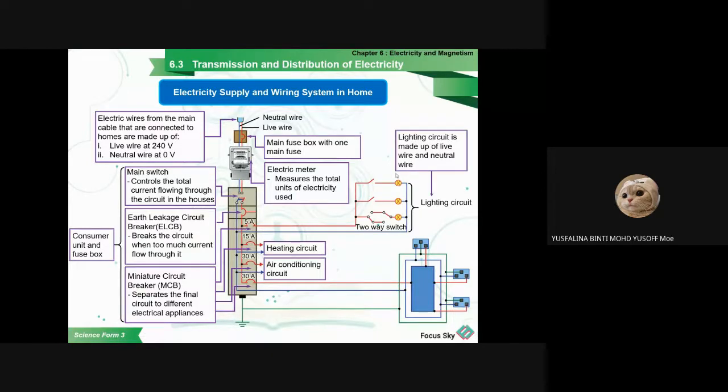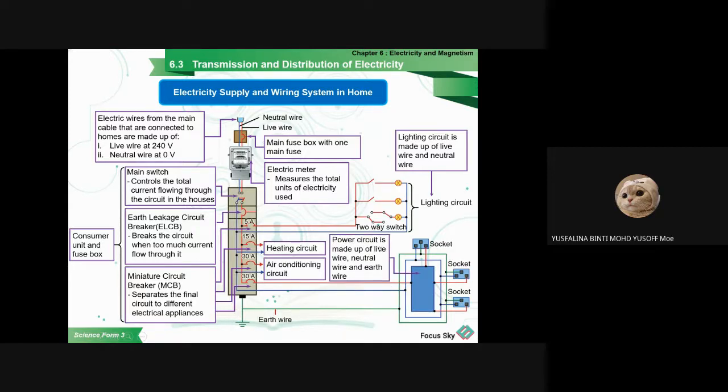Okay, so the lighting circuit is made up from the live wire and neutral wire. The live wire is for the current to enter, and then the current flows back to the power station through the neutral wire. And this is the earth wire. This one is for safety. If there is a leakage of current, it will flow to the earth. So this is the earth wire.